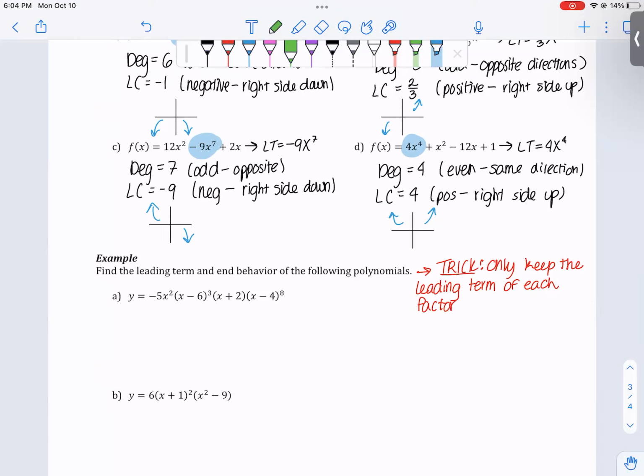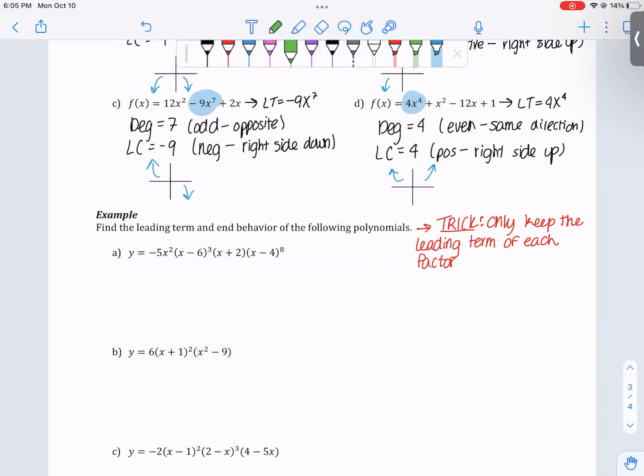So I'm going to keep the entire first part. If there's anything out in front, just keep that entire part. Let's find these leading terms. Let's find the end behavior. So I'm going to write the whole polynomial down and then erase the parts that I'm getting rid of.